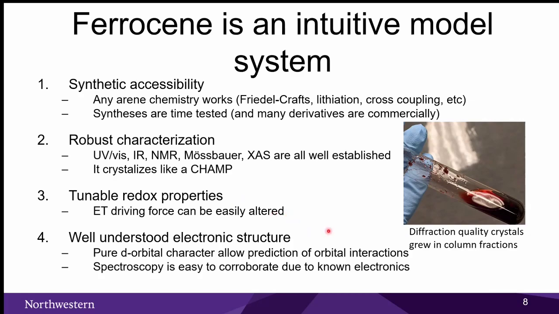And lastly, because the electronic structure is relatively simple and very well understood, it allows you to predict with more ease what types of interactions you might observe, and allows you to more easily rationalize whatever data you end up getting, because you can reference back to a known electronic structure and make modifications from there.